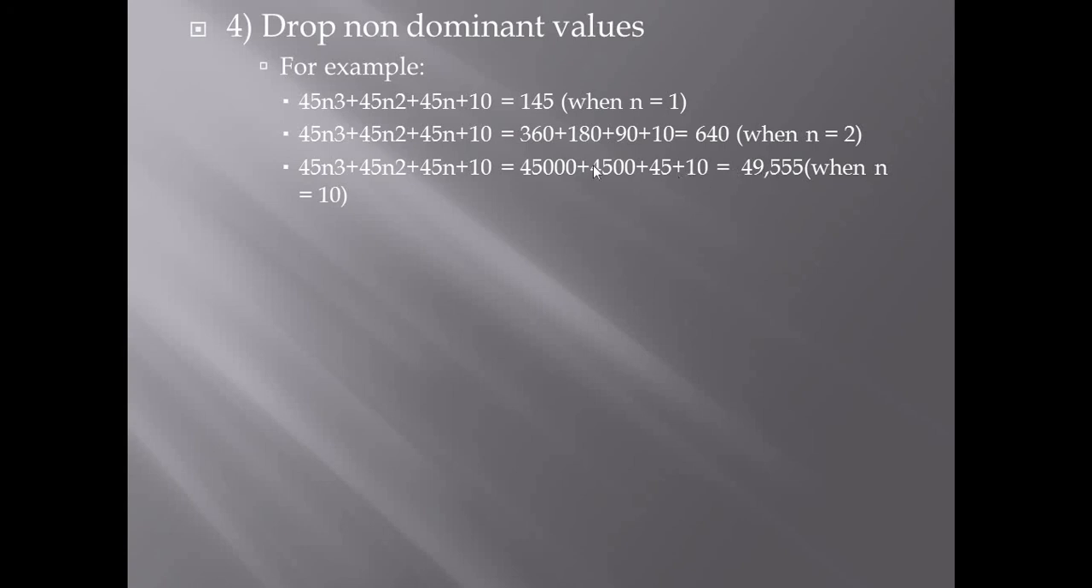Over here, if you see, even if I remove 4,500, 45 and 10, even if I remove all these three terms, I would still get 45,000. So essentially, if I have 45n cube, then I don't need my notation to include n square and n and a constant, because the n cube itself is so high that the remaining numbers are low and could be ignored. That's why this rule states drop non-dominant values.